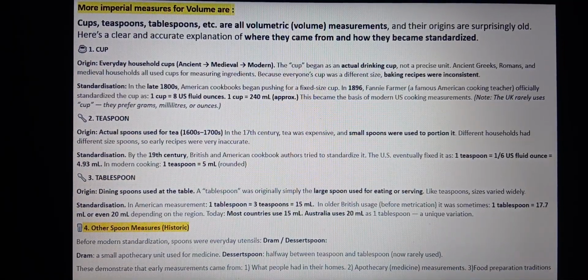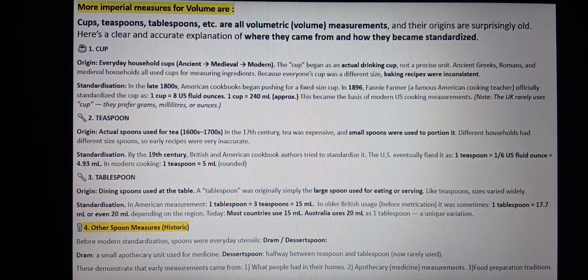More imperial measures for volume are cups, teaspoons, tablespoons, etc. All volumetric measurements, and their origins are surprisingly old. Here's a clear, accurate explanation of where they come from and how they became standardized. 1 cup. The origin: everyday household cups. In ancient, medieval, and modern times, the cup began as an actual drinking cup. It was not a precise unit. Ancient Greeks, Romans, and medieval households all used cups for measuring ingredients. Because everyone's cup was a different size, baking recipes were very inconsistent.